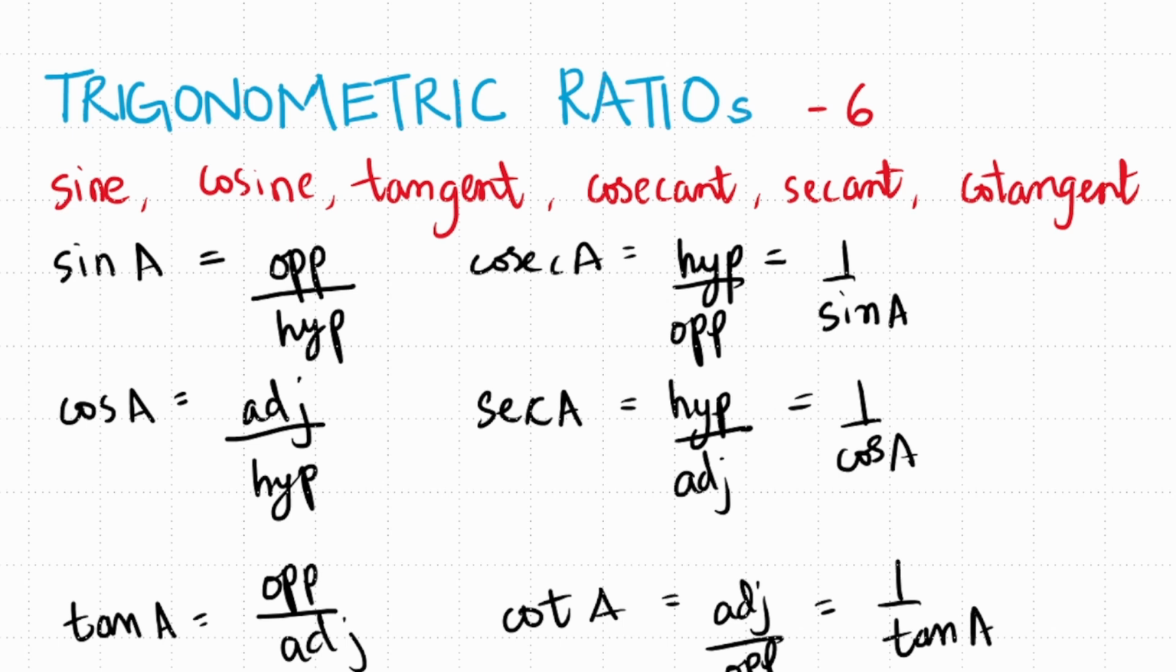So you just need to learn these three formulas, that is sine, cos, tan, because cosec is the reciprocal of sine, sec is the reciprocal of cos, and cot A is the reciprocal of tan. You don't have to learn all six by heart, because if you learn the three, you can get the other three. So just understand and learn, okay?